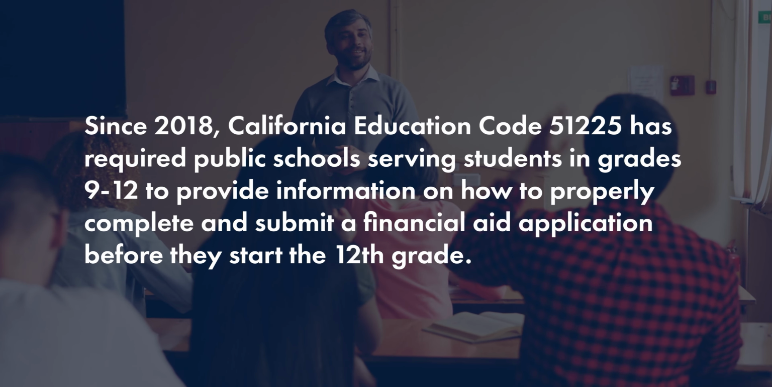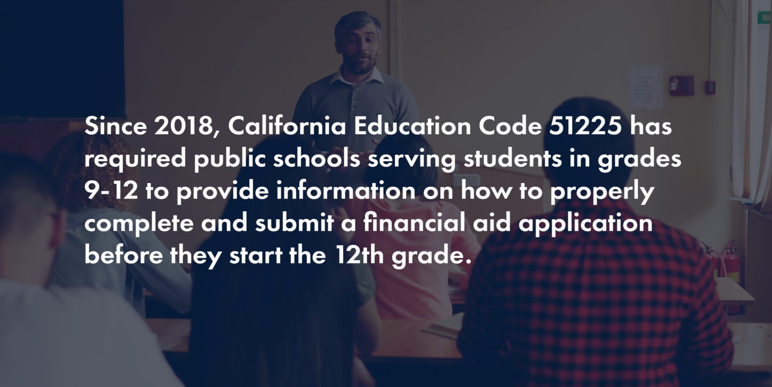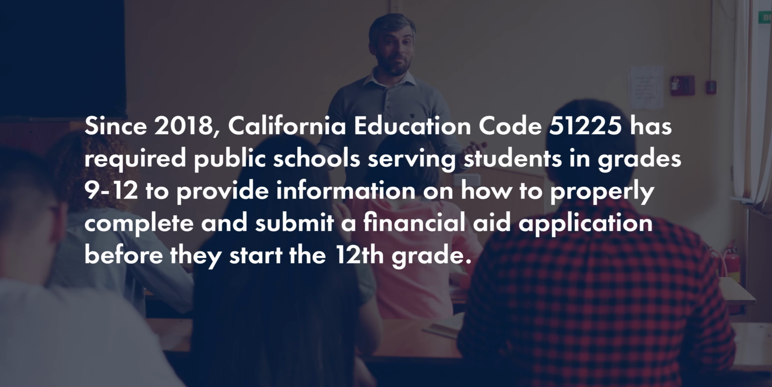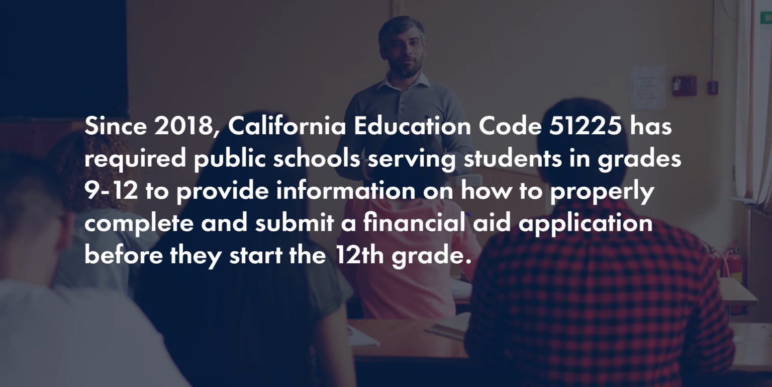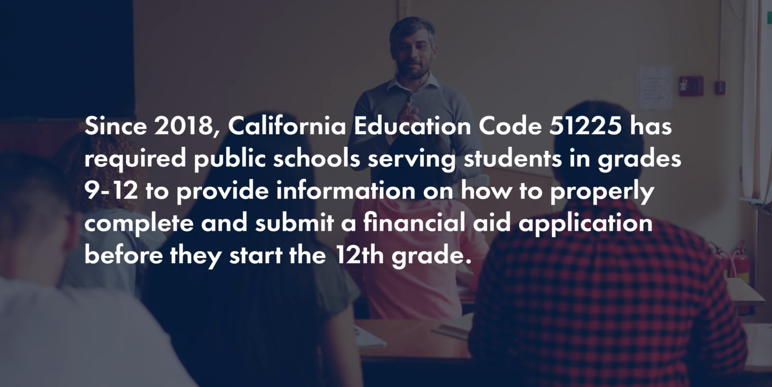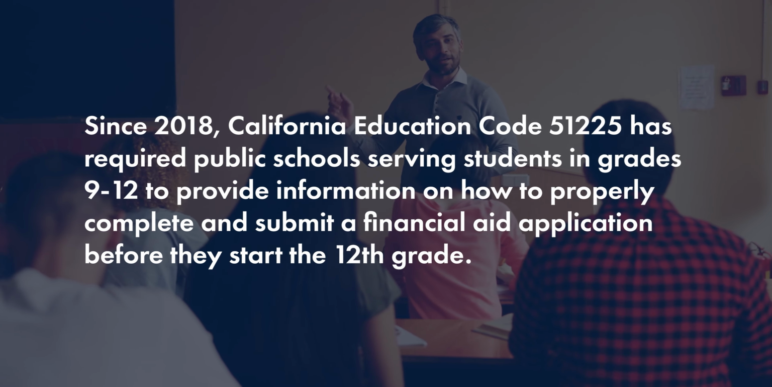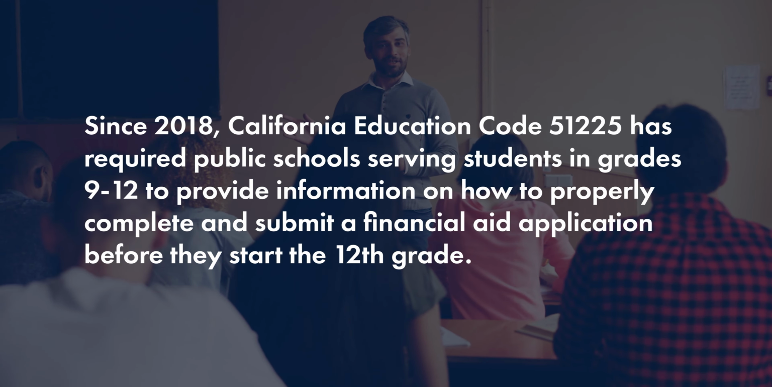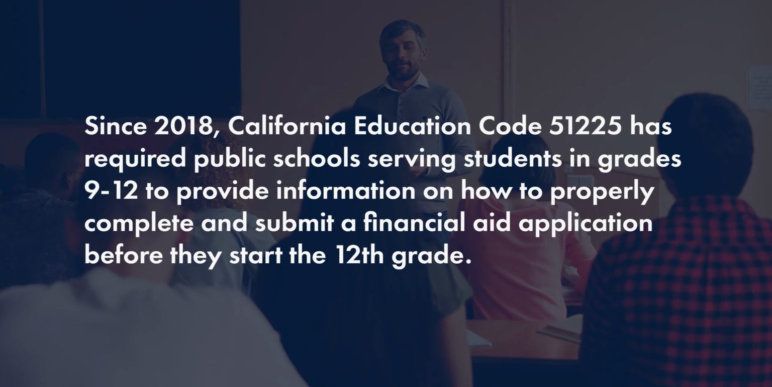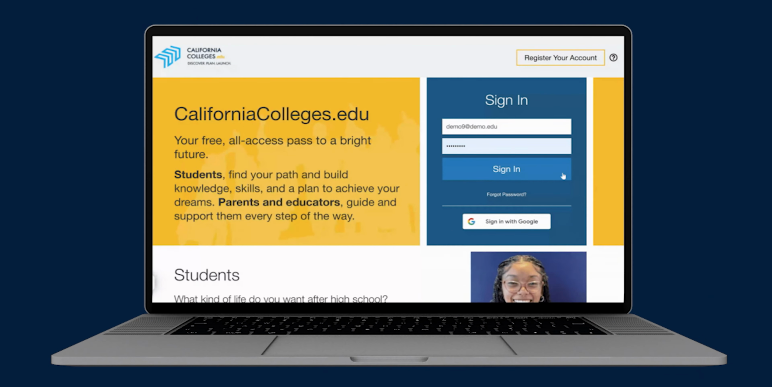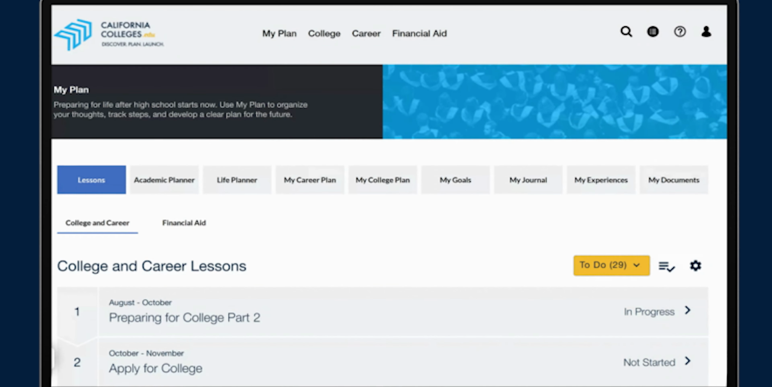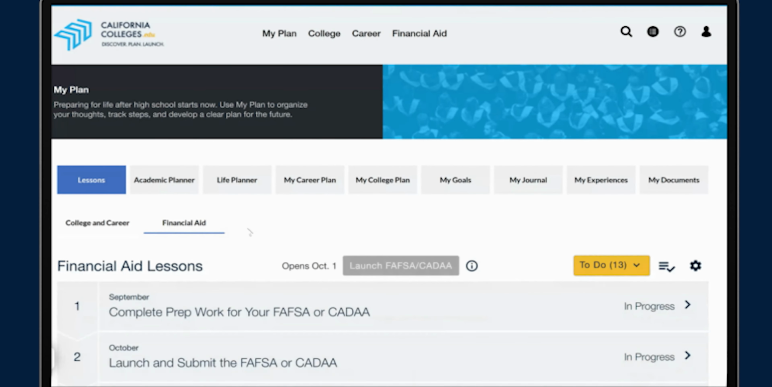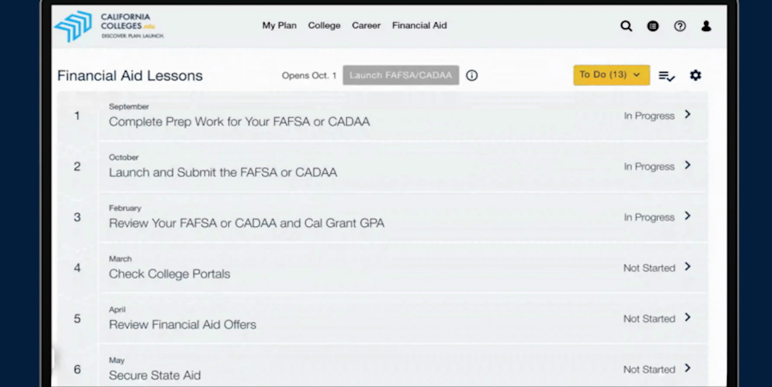Since 2018, California Education Code 51225 has required public schools serving students in grades 9 through 12 to provide information on how to properly complete and submit a financial aid application before they start the 12th grade. To support schools with this mission, CaliforniaColleges.edu provides grade-level specific financial aid lessons which are designed with California students in mind.